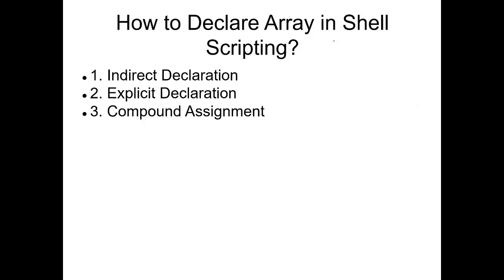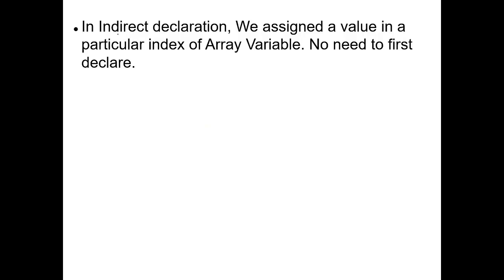So how do we declare an array in shell scripting? We can declare an array in 3 ways: indirect declaration, explicit declaration, and compound assignment. In indirect declaration, we assign a value to a particular index of the array variable. No need to declare it first. We can directly use the array and directly make the assignment.